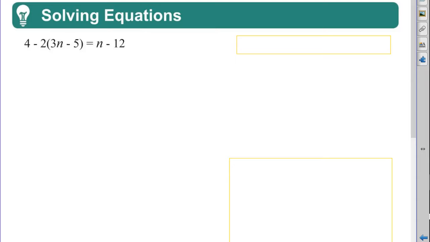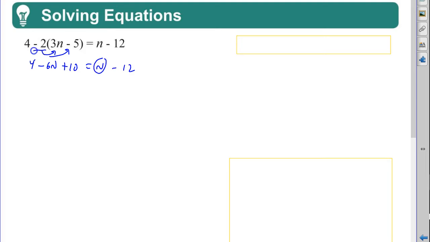All right, you found the quick review, solving equations, and I chose one with some interest. We're going to distribute first off and get a negative 6n, negative 2 times a negative 5, positive 10, right? We still have the 4 equals n minus 12.